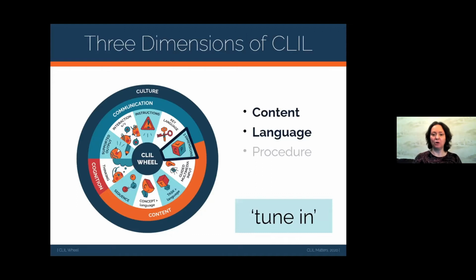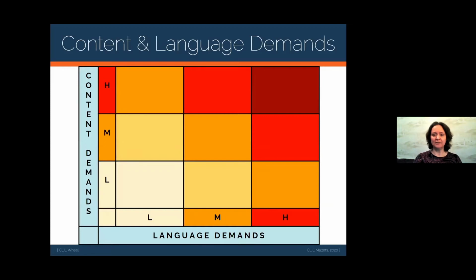But now I'm going only to look at content and language, because very often we face the situation that, yes, the content is great, but the language is too difficult, or the other way around. So what can I do to make sure that my students follow the language, but are also okay with the content? So I designed something like that.